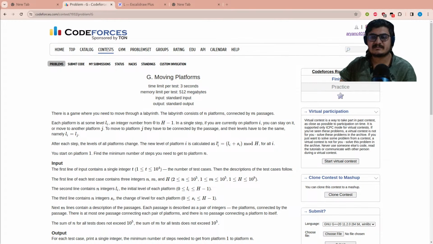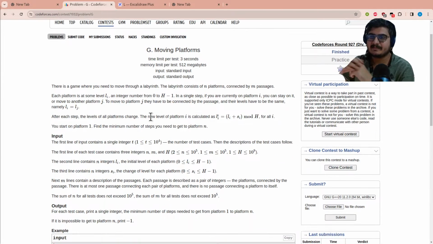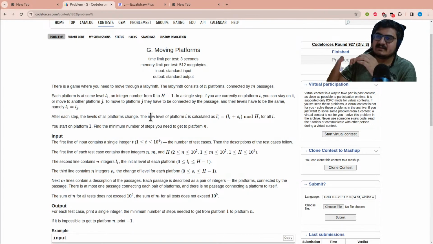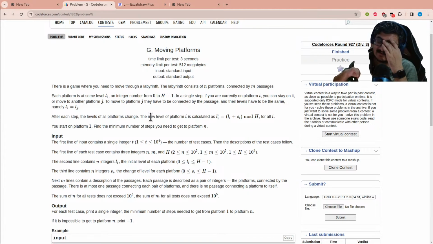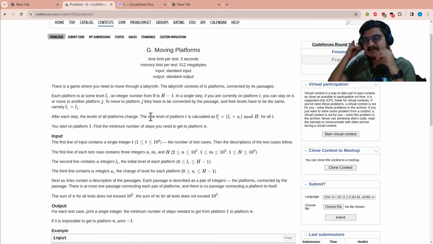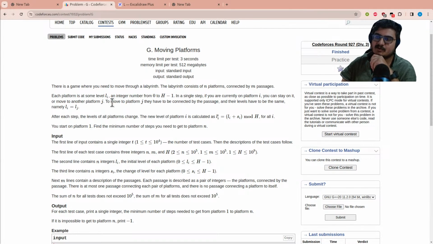So moving to the last problem for today. It says moving platform. There is a game where you need to move through a labyrinth. The labyrinth consists of n platforms connected by m passages. Each platform is at some level li, an integer numbered from 0 to h minus 1. In a single step, if you are currently on platform i, you can stay on it or move to another platform j. To move to the platform j, they have to be connected by passages and their levels have to be the same, namely li equal to lj.